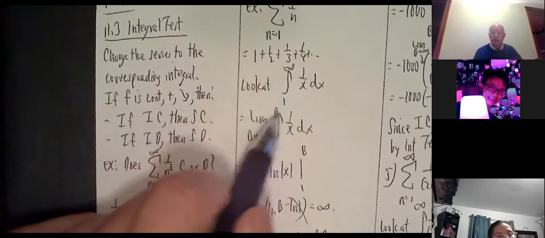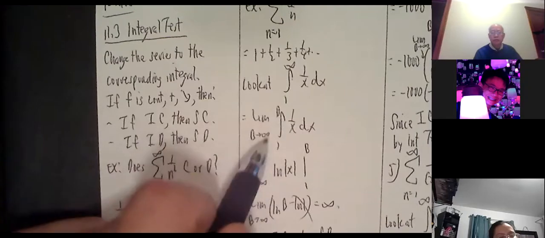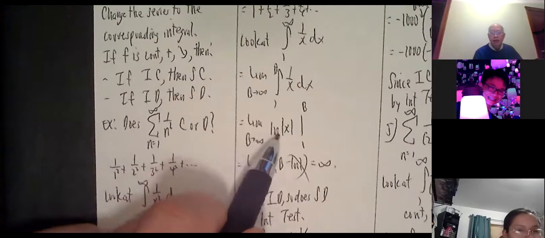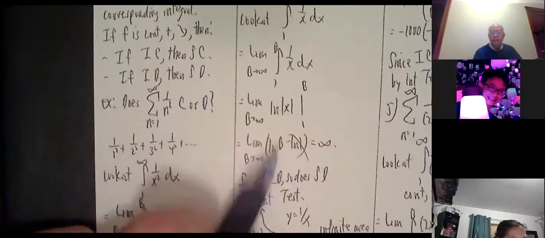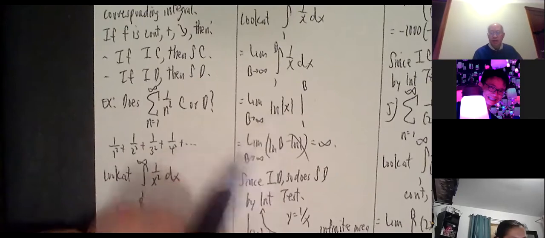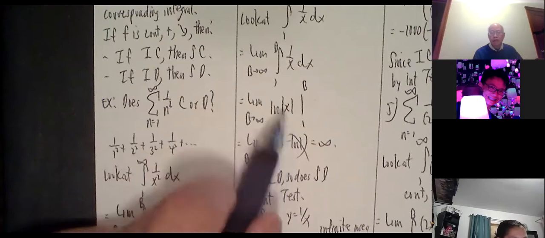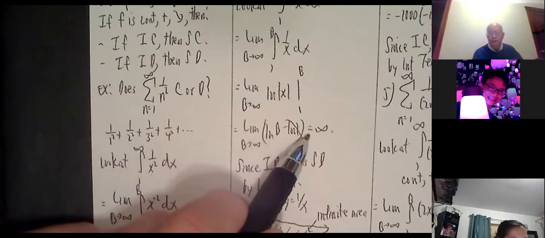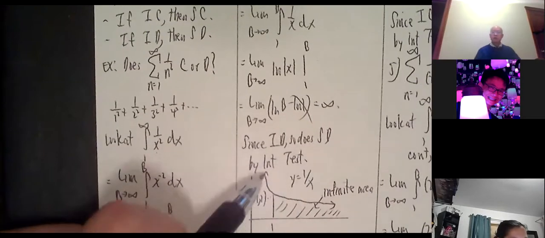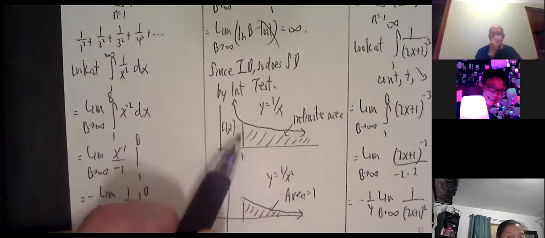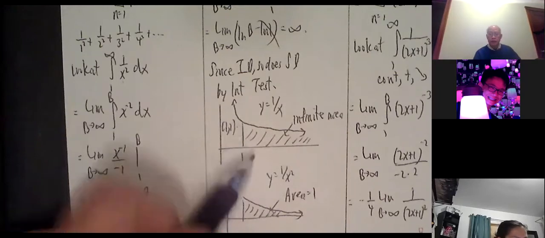When you have infinity, change it to b. Take the limit as b approaches infinity. The integral of 1 over x is ln absolute value of x from 1 to b. Plug in b. The absolute value of b is b because b is a big positive number. The absolute value of 1 is 1, but the natural log of 1 is 0. So the limit as b approaches infinity of ln b is infinity. The integral blows up. Since the integral diverges, so does the series, by the integral test. That's another proof that the harmonic series diverges, because the corresponding integral diverges.